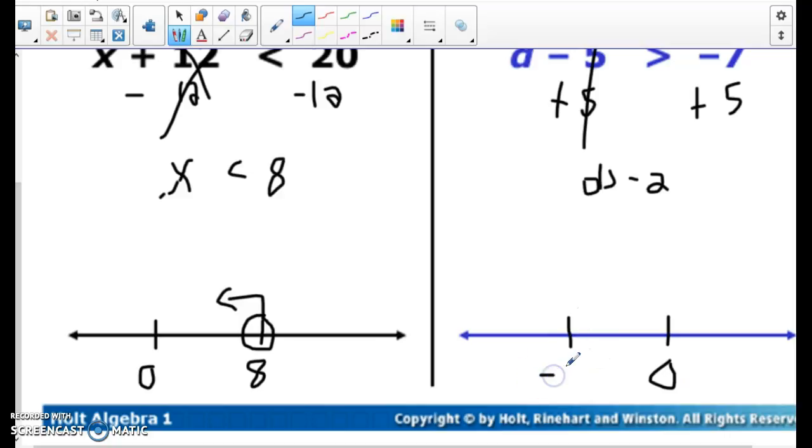Again, I'm only going to put two numbers on there, 0 and there's my -2. Again, I just have an open circle because it's just greater than, not greater than or equal to. And everything greater than -2 is like -1, 0, 1, 2, 3, 4, 5. All those numbers there, so I'm going to have everything going to the right.